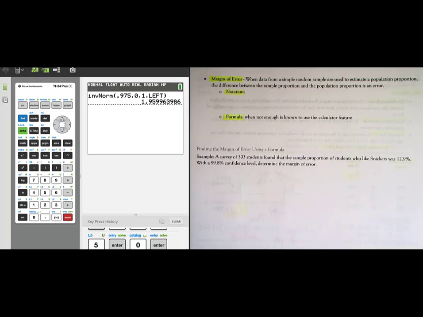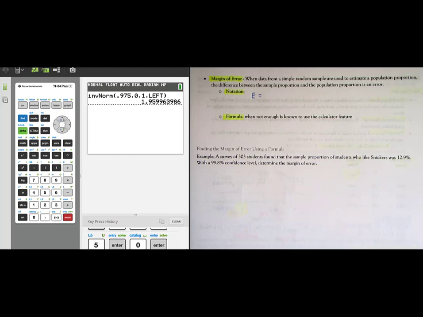So when you're given a simple random sample and you're using that to estimate the population proportion, you're going to use a specific notation. You are always going to use an uppercase E when representing the margin of error. Now, in some reference materials and even in some homework materials like in MyOpenMath or in any other places, sometimes they'll use an uppercase ME, and you're not going to be using that notation. You will only be using an uppercase E to represent margin of error.